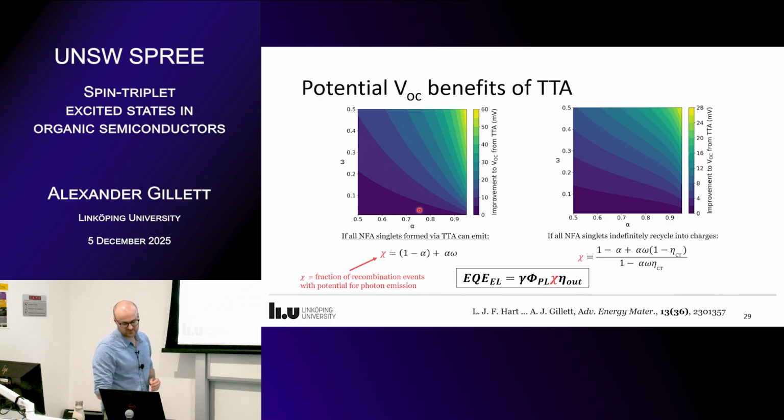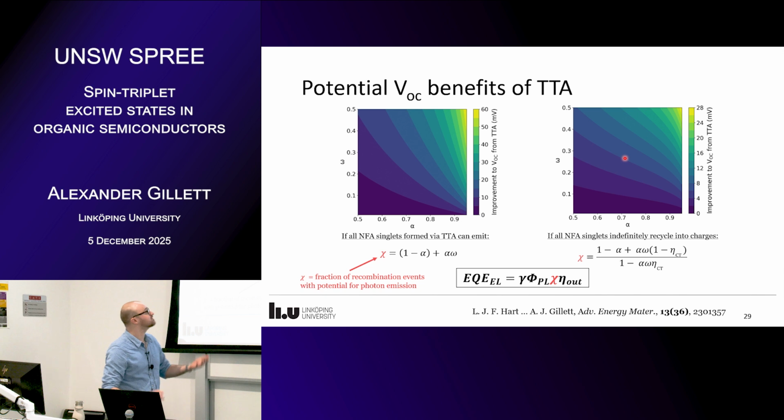So she ran some maths and got an equation out like this, where omega is the fraction of triplets that make singlets again, so it maximizes at 0.5, so 2 triplets make a singlet. And alpha is your fraction of recombination that goes via the triplet state. And what she found is that, again in this kind of unrealistic scenario at least, if you have a lot of triplets forming, so a very high triplet yield, and a pretty efficient TTA, you could in theory gain 50, 60 millivolts or so of VOC, which is quite a lot.